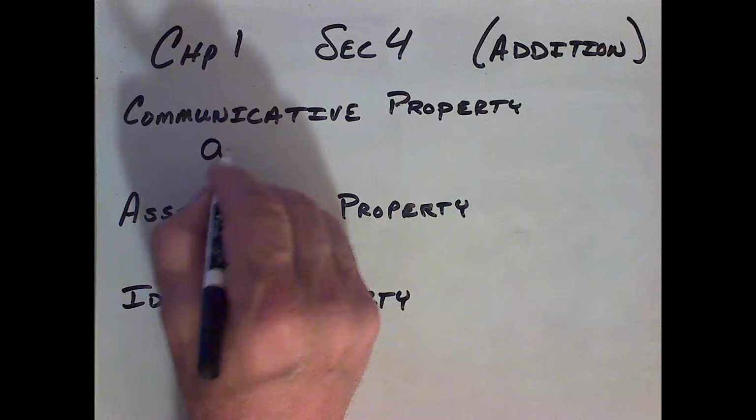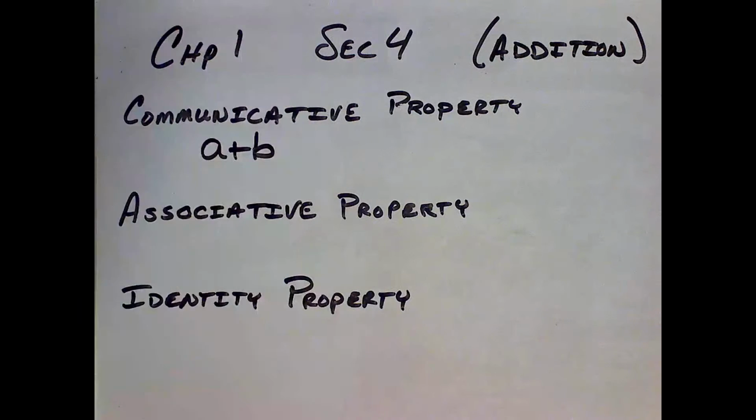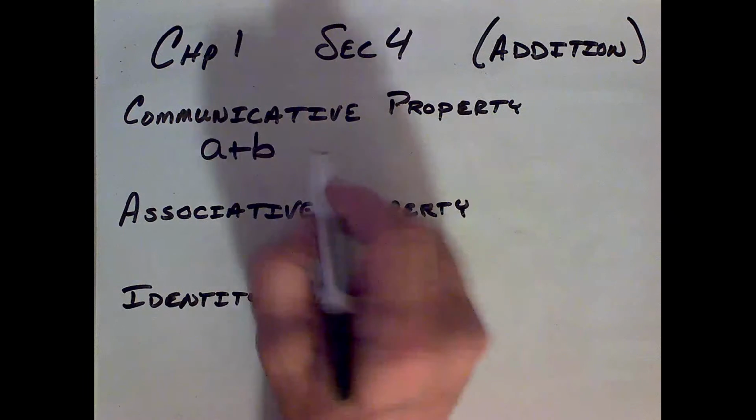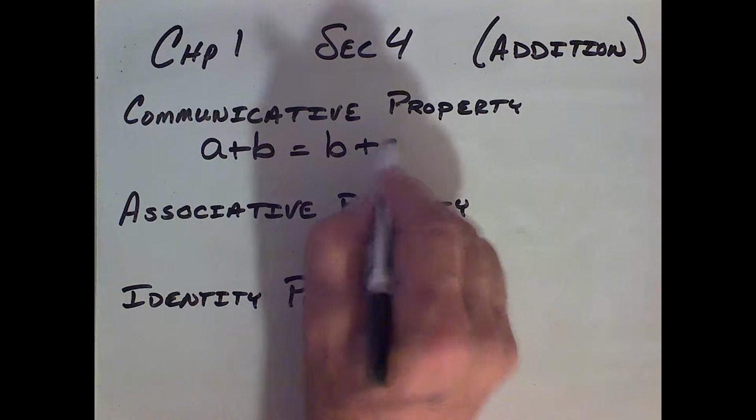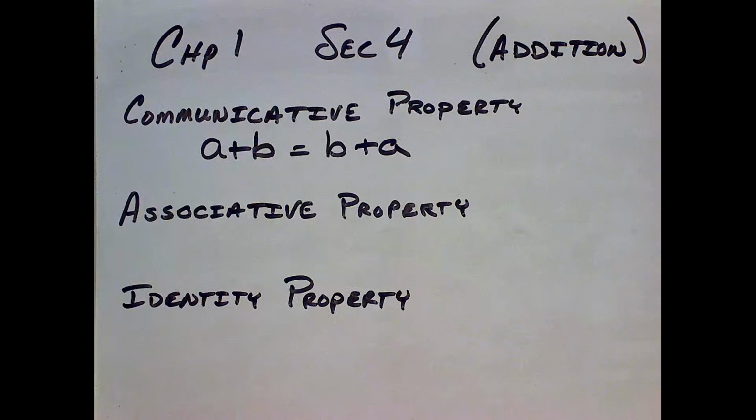If I have one number plus another number, the commutative property says I can just reverse the way I've added them together and it would be the same number.